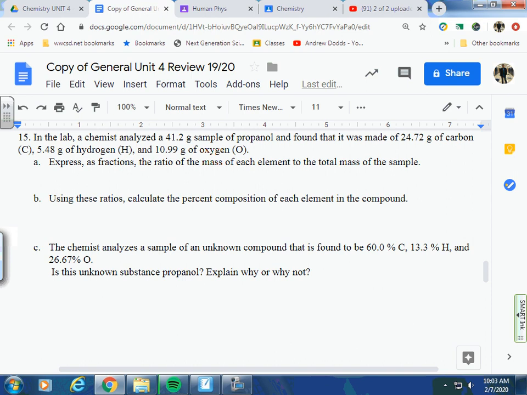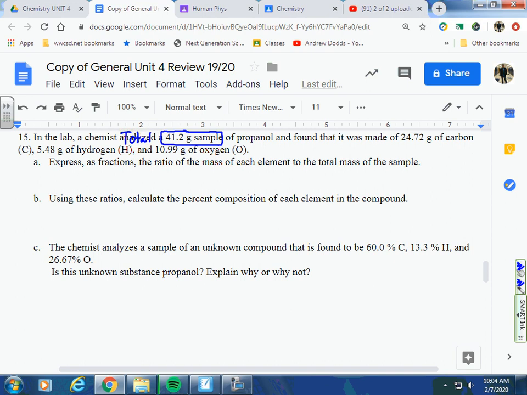Okay, so 15, this is what I was talking about with percentages. First of all, we're going to express as fractions the ratio of the masses, and B, we're going to calculate the percent composition. Like I told you before, anytime you have to do percent composition, we have to figure out what is the total first. In this, it says we have a 41.2 gram sample, so that's going to be our total right there.